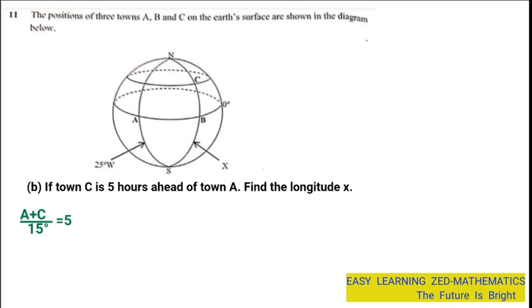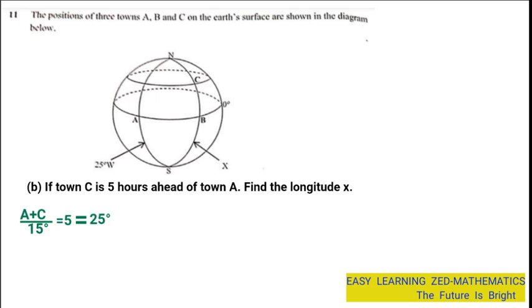That's 5 hours, which is given. So that's what will be our answer. Okay, so what we're going to do now is identify a town that has the longitude which is given, which is A. So we're going to say equal to, then what is the longitude of A? We have 25 degrees west.